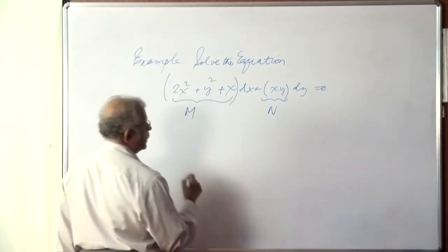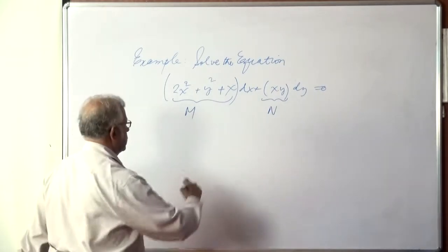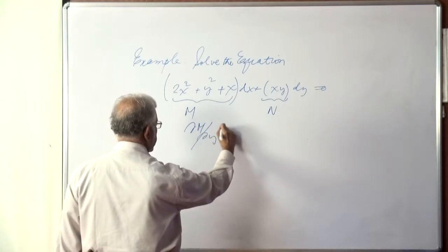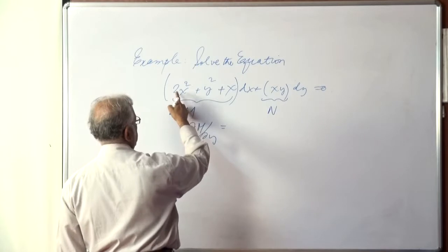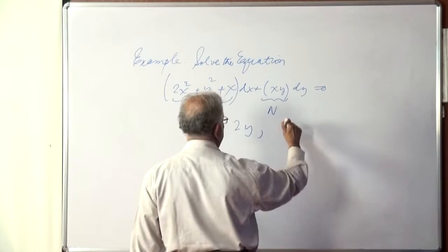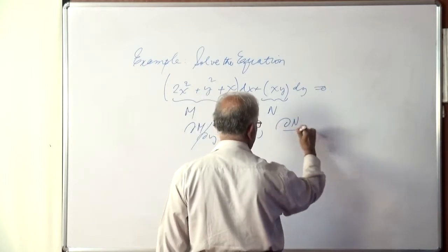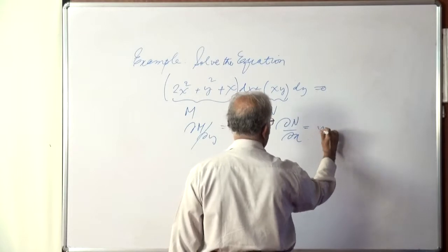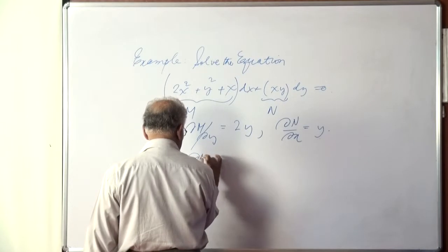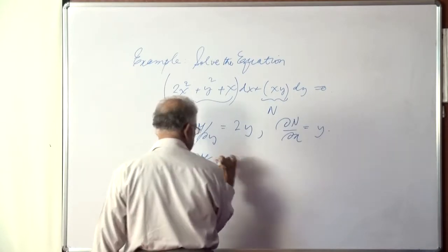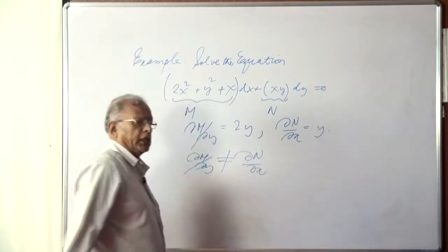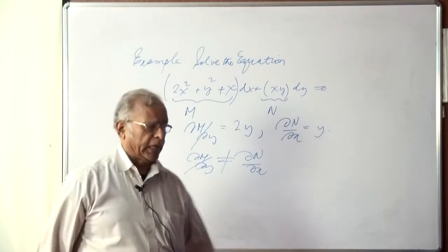Now, just to check that this particular equation is not exact, we find del M del y, that we find is, this vanishes, 2y, and del N del x is just y. So we can say very boldly that del M del y is not equal to del N del x. Hence the equation is not exact and we have to invoke an integrating factor.